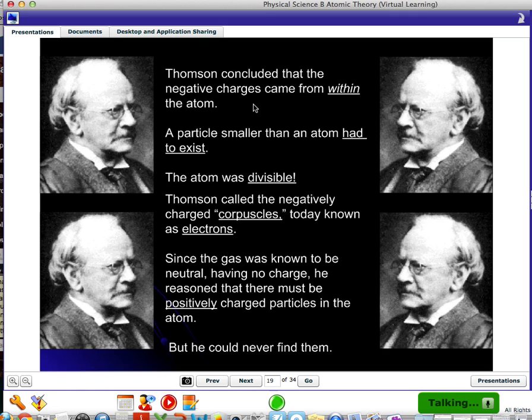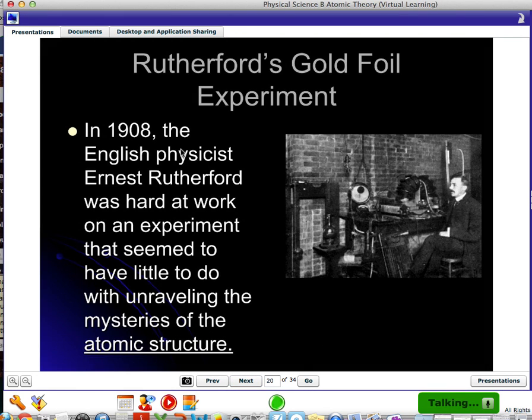Since the gas was known to be neutral, having no charge, he reasoned that there must be positive charges in there as well to balance the negative charges that he pulled out, but he couldn't find them with the experiments that he did. So the next scientist came along.